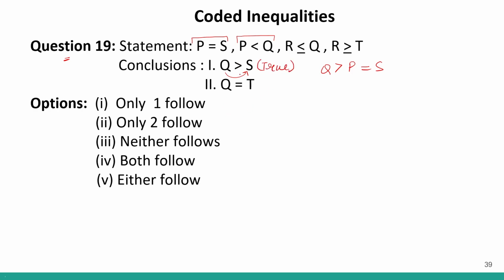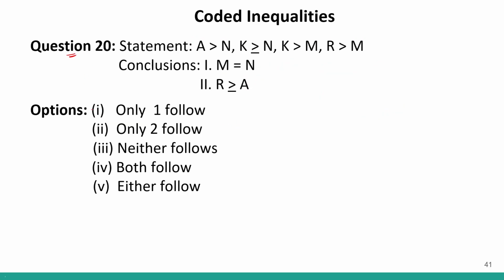Correct? If I look at statement number 2, which says Q is equal to T. So over here, I can see the relationship between Q and R and T. So Q is greater than or equal to R, which is greater than or equal to T. So basically, we get the relationship between Q and T to be that Q is greater than or equal to T. So this gives us two possibilities. It could be greater than or equal to. But we are looking at only definitely true conclusions, right? So this will be false. So my answer will be option number 1, only 1 follows. Correct?